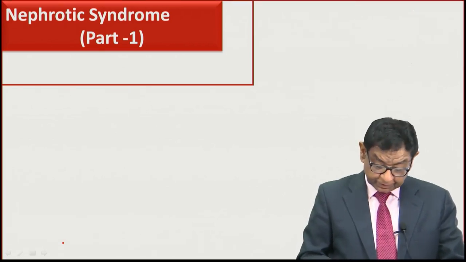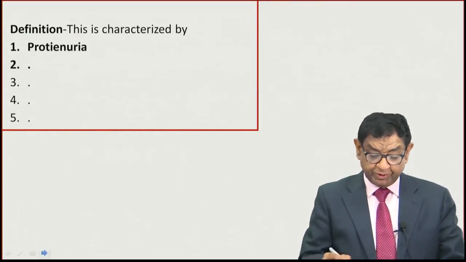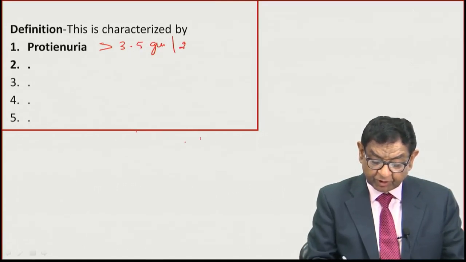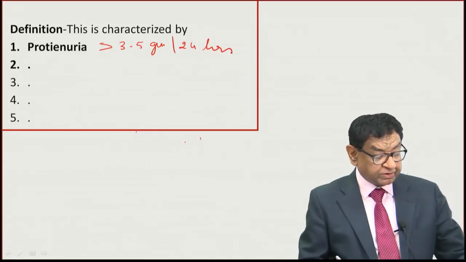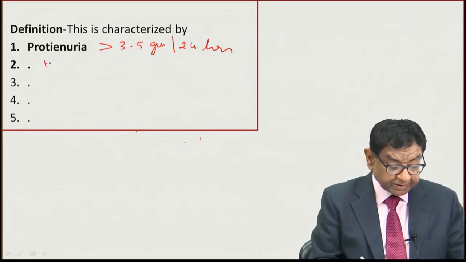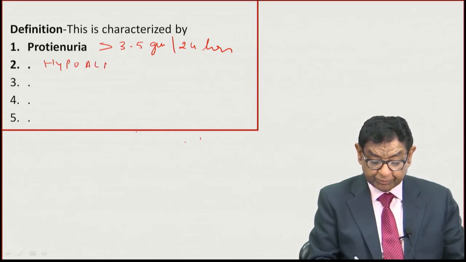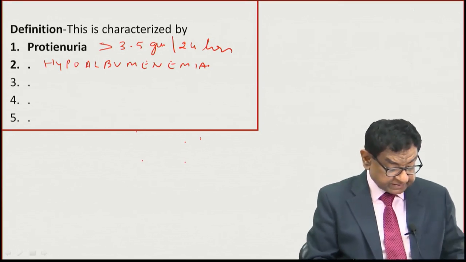Nephrotic syndrome. Now, what is the definition of this? This is characterized by proteinuria that is more than 3.5 grams per 24 hours. In addition to that, the patient also has hypoalbuminemia. Then the patient also has generalized edema or anasarca.